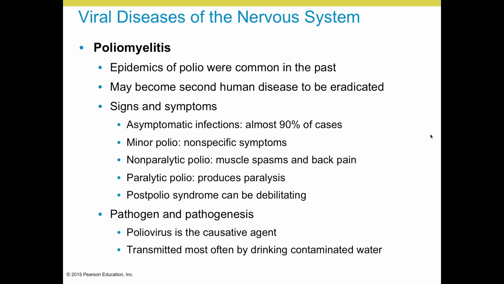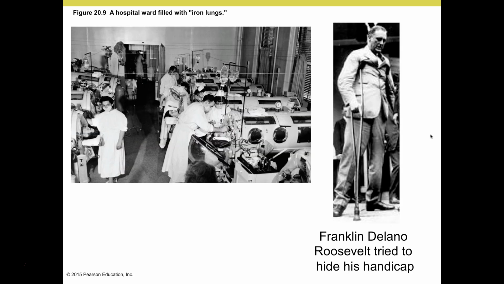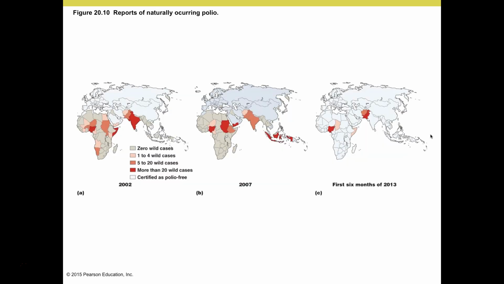Pathogen, well, poliovirus is the cause, and is transmitted more by drinks than food. Franklin Roosevelt is an important figure. Do you know who he was? He had polio. And as you can see, polio has been practically eradicated worldwide.